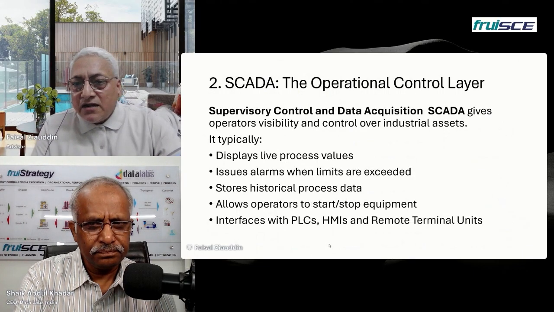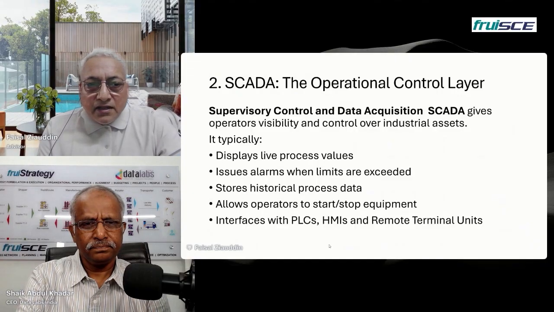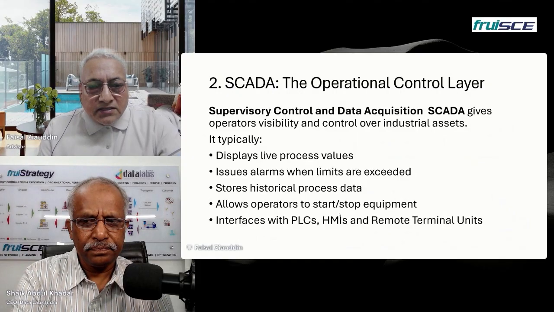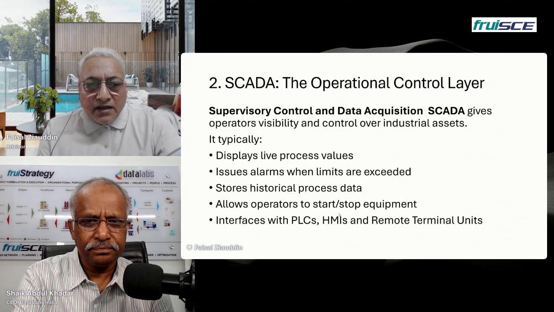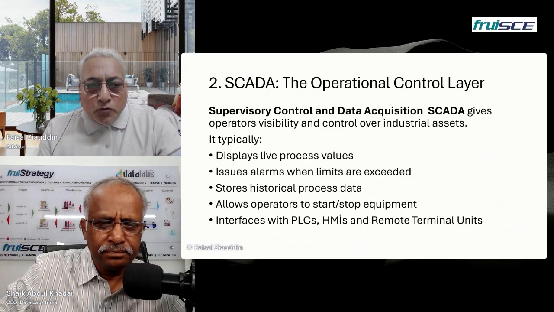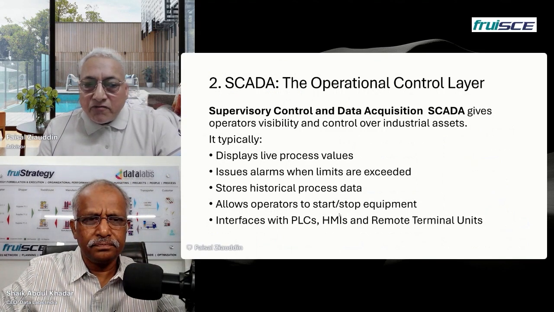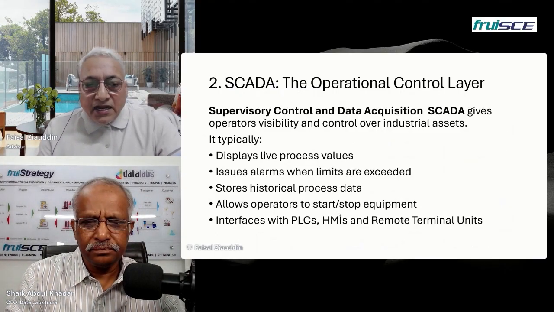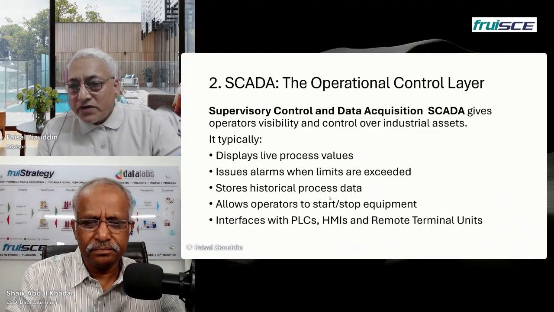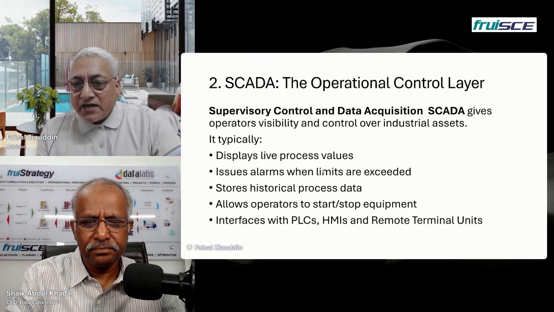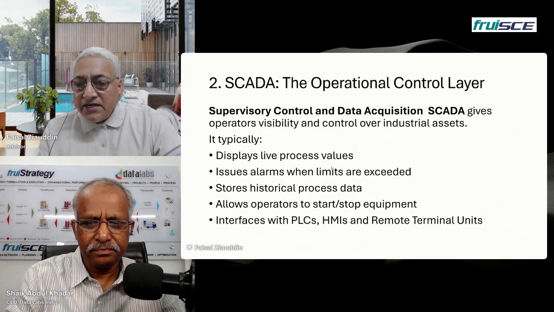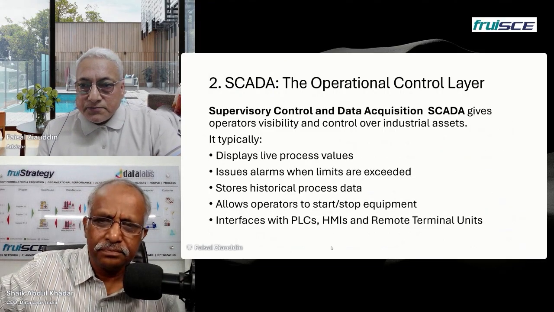The second layer is the SCADA layer, the supervisory control and data acquisition layer, where they form a hierarchical network in which the PLCs and the remote terminal units gather physical data and perform localized control, while HMIs provide a local interface and SCADA provides enterprise-wide centralized oversight. It displays live process values, issues alarms where limits are exceeded, stores historical process data, and allows operators to start and stop equipment, interfacing with the PLC, HMI, and remote terminal units. This is the second layer.